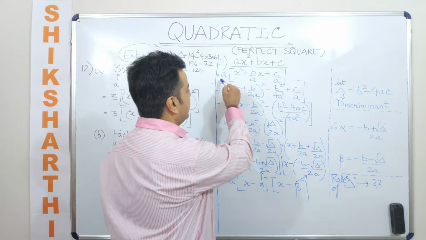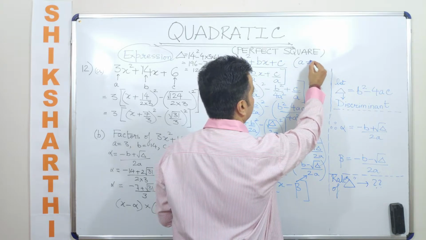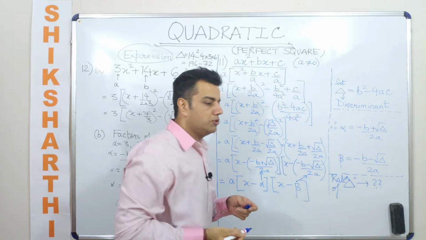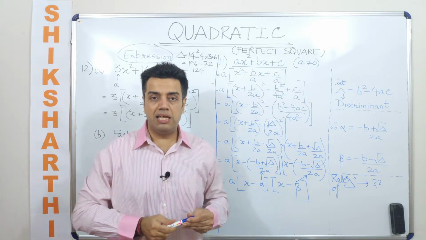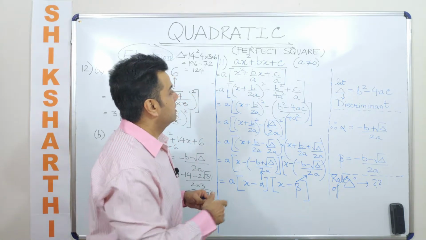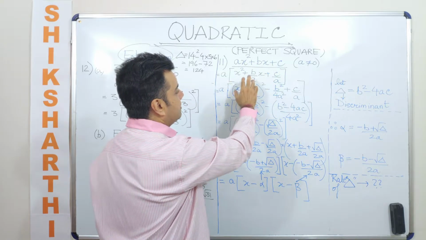So we do the same, we take a as common, given the fact that a cannot be equal to 0. Because if a becomes equal to 0, then it no longer remains a quadratic expression and it becomes merely a linear expression.